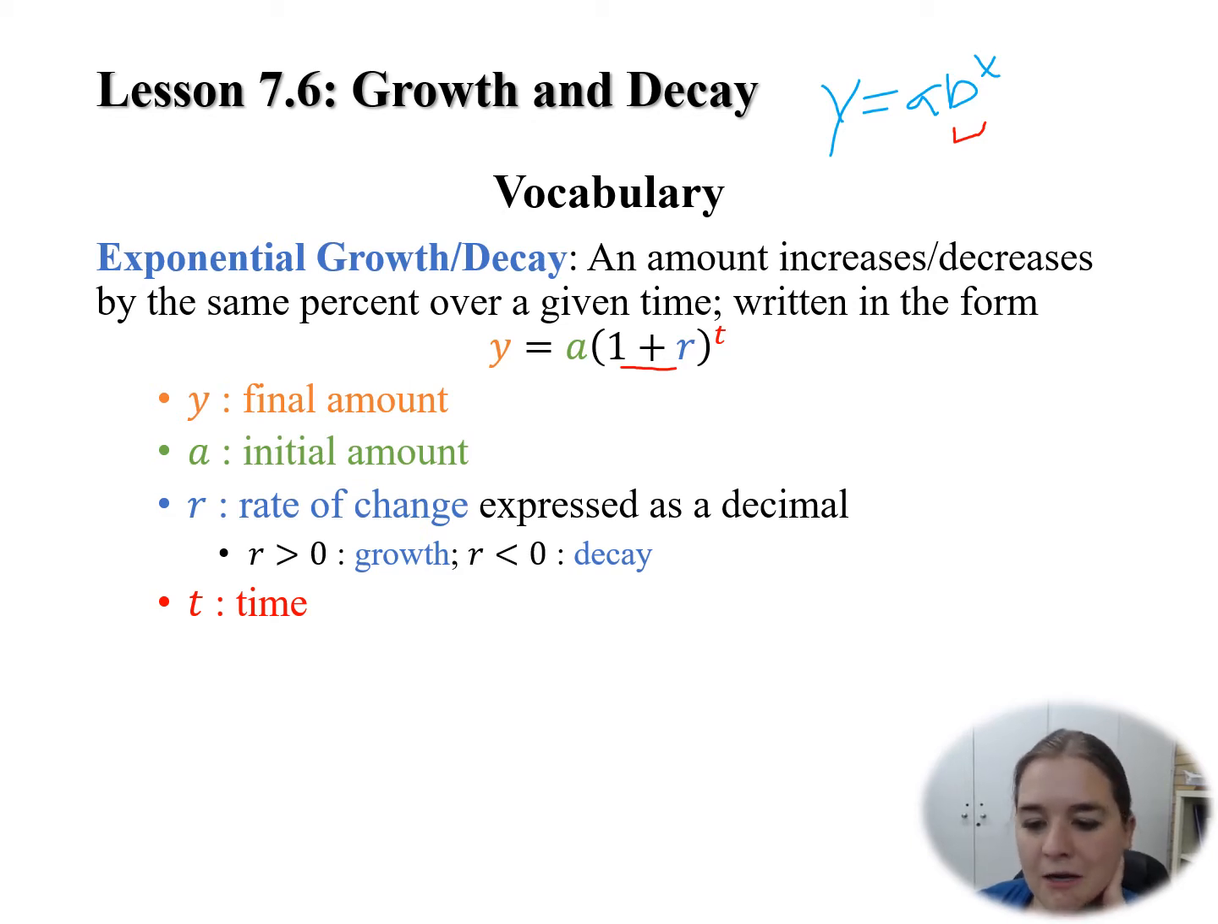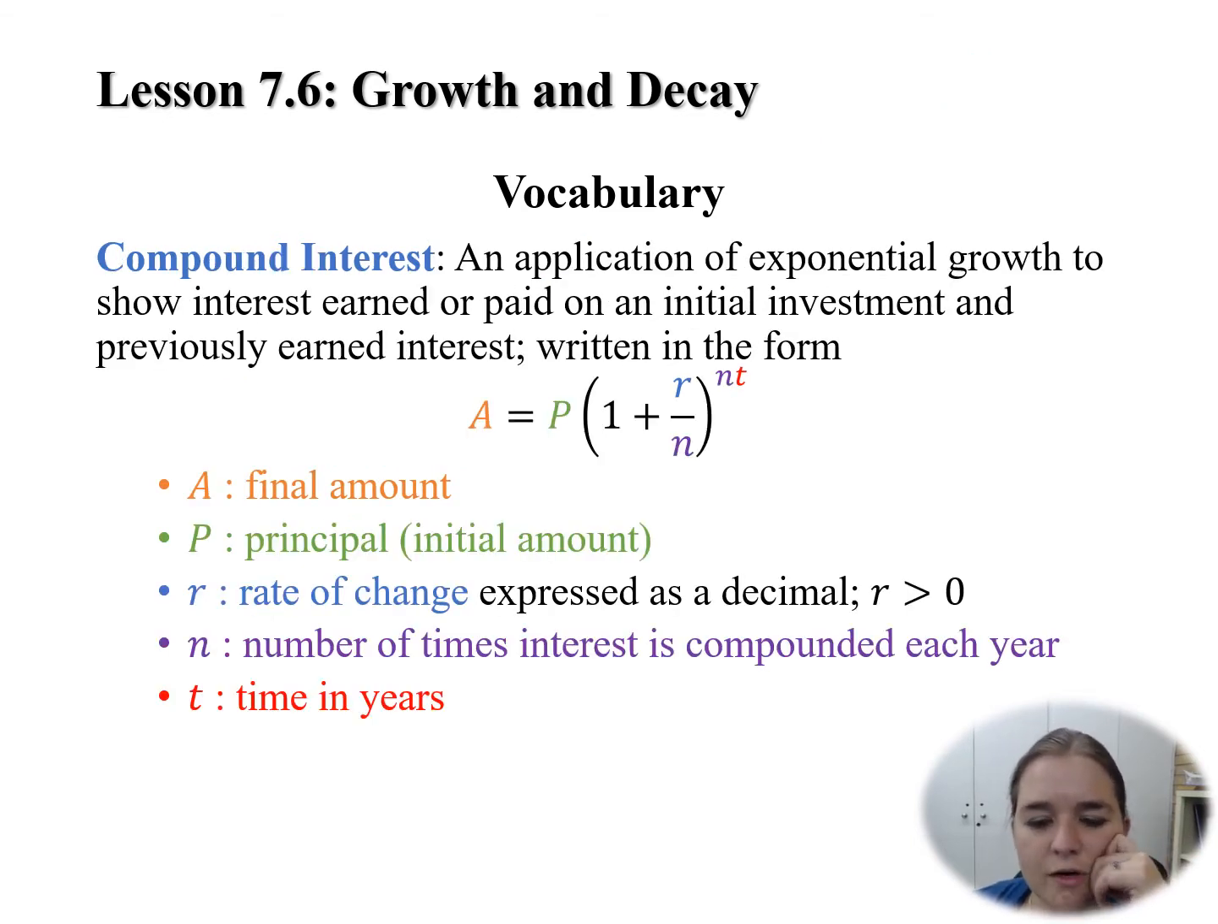So my final amount is going to be equal to the initial amount, or that starting value. Same thing as when I was talking about graphing: I had that starting value times the amount that I'm growing raised to a power, and this time the power is time.